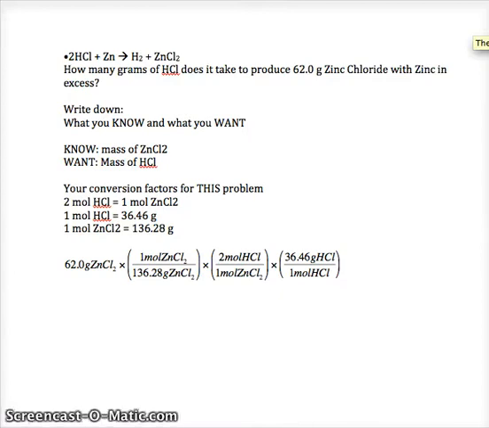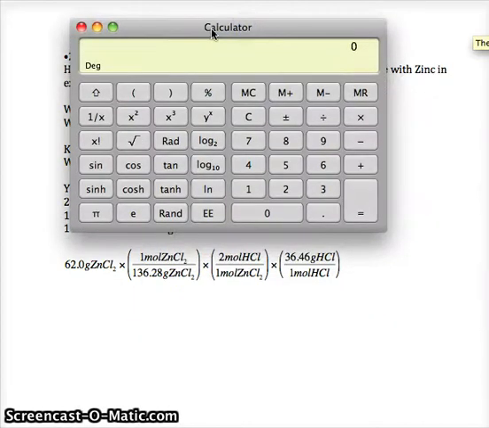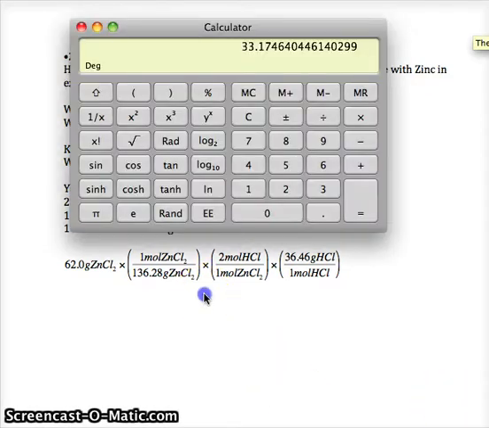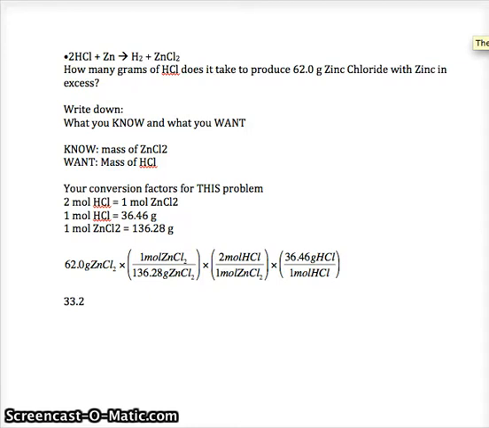Now, to get our answer, we need the calculator again. Darn it, I've already closed the calculator. So here's the calculator. In the numerator, we've got 62 times 2 times 36.46, and then divided by 136.28. And that gives us 33.17. We use the fewest number of significant figures, which is 3. So that's 33.2 grams HCl. And that's the final answer.